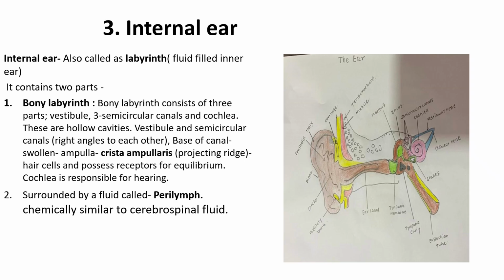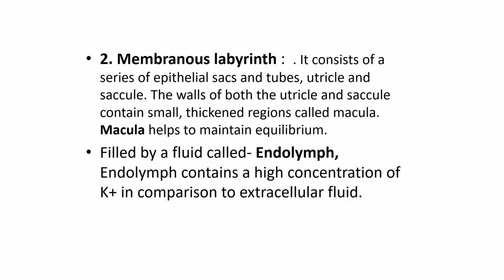The vestibule and three semicircular canals possess receptors for equilibrium, that is balance, and the cochlea is a coiled structure that is responsible for hearing, and they are surrounded by a fluid, that is perilymph, which is chemically similar to the cerebrospinal fluid. The second part of the internal ear is the membranous labyrinth, and it consists of a series of epithelial sacs and tubes and two prominent structures, that is utricle and saccule.